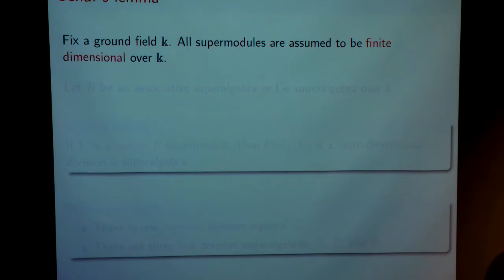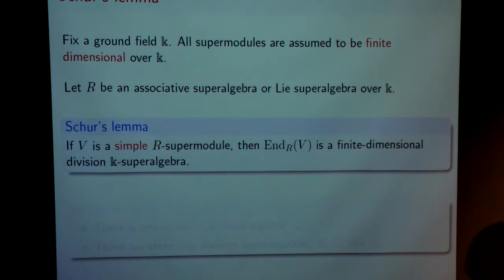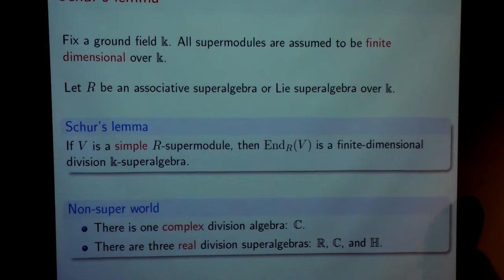Okay, so let's look at this in a slightly more general setup. If we fix some ground field K, so up till now it was just complex numbers, but now let's look more generally. And let's say all our supermodules will be finite dimensional through this whole talk. If we take either an associative superalgebra or Lie superalgebra over this field, well, Schur's lemma tells us that the endomorphism algebra of a simple module is a finite dimensional division superalgebra over this field. Okay, so we saw that before over the complex numbers. There's only one complex division algebra, and here we're in the non-super case. So there's only the complex numbers. That's the trivial observation, basically, that I made before.